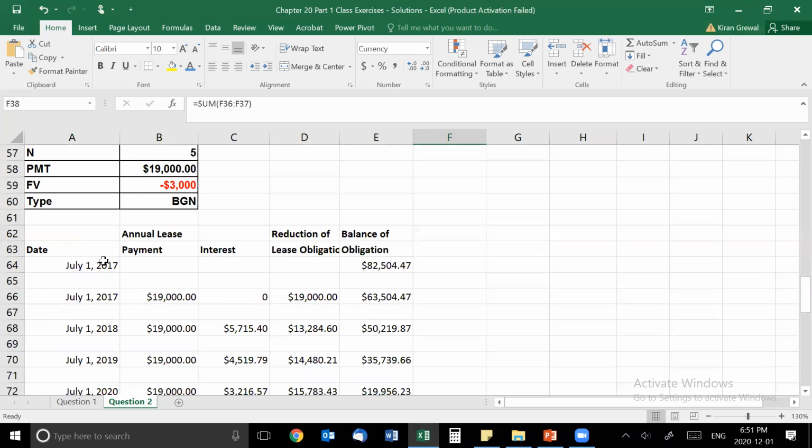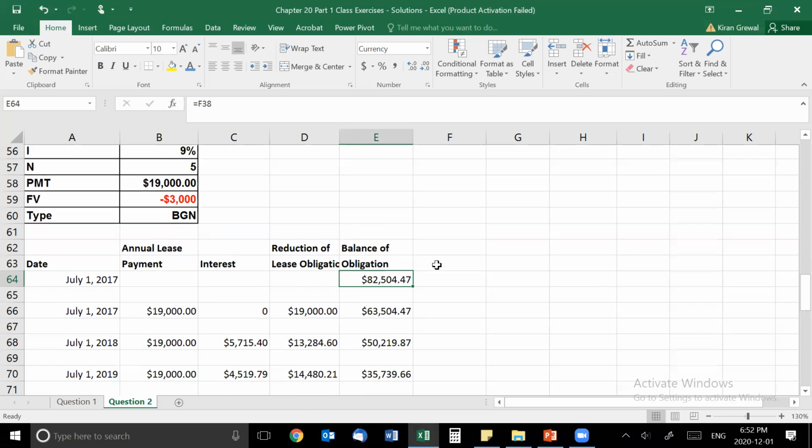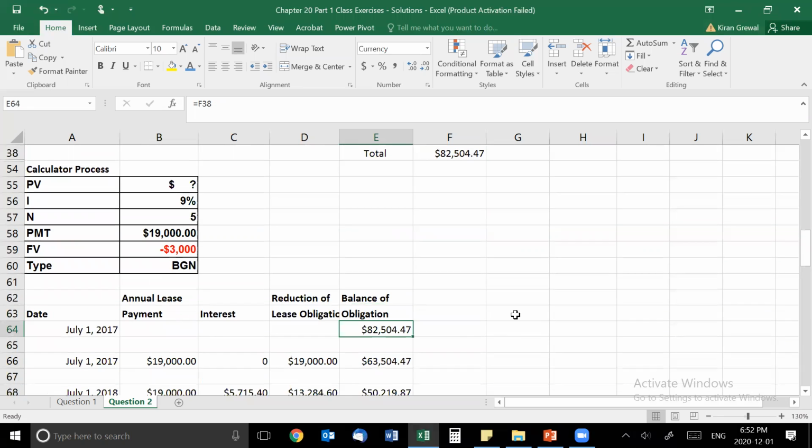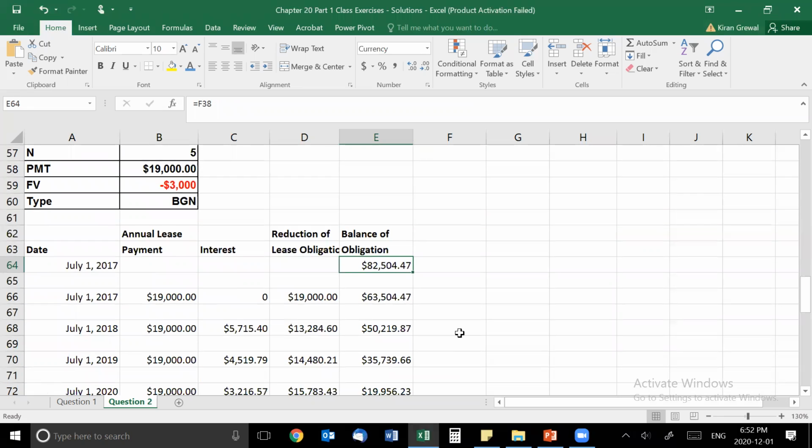So the amortization table starts July 1st. On July 1st, we have a balance. This balance is your present value amount of your liability. And we're going to do the same thing as we did in our last question. July 1st, we also have a lease payment. That's going to bring down our liability to 63,500.